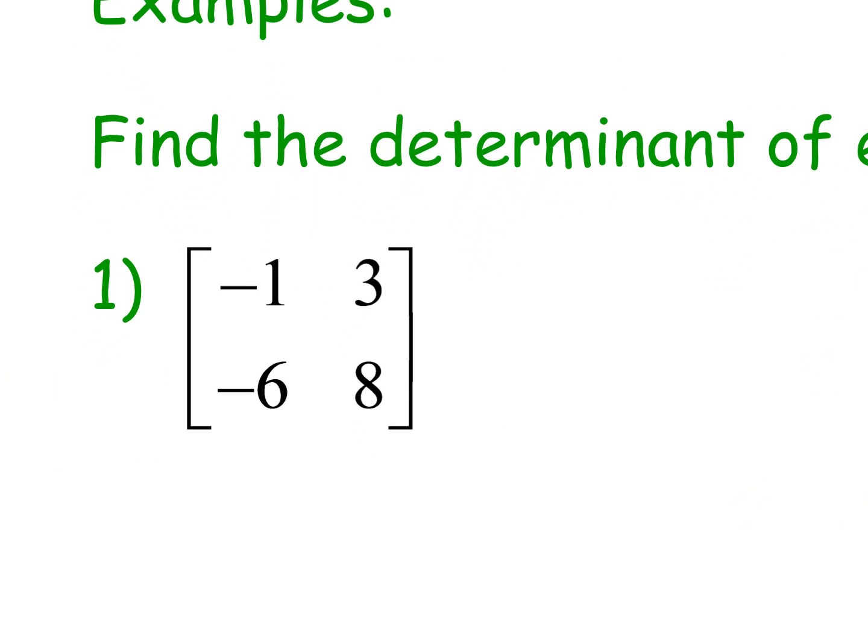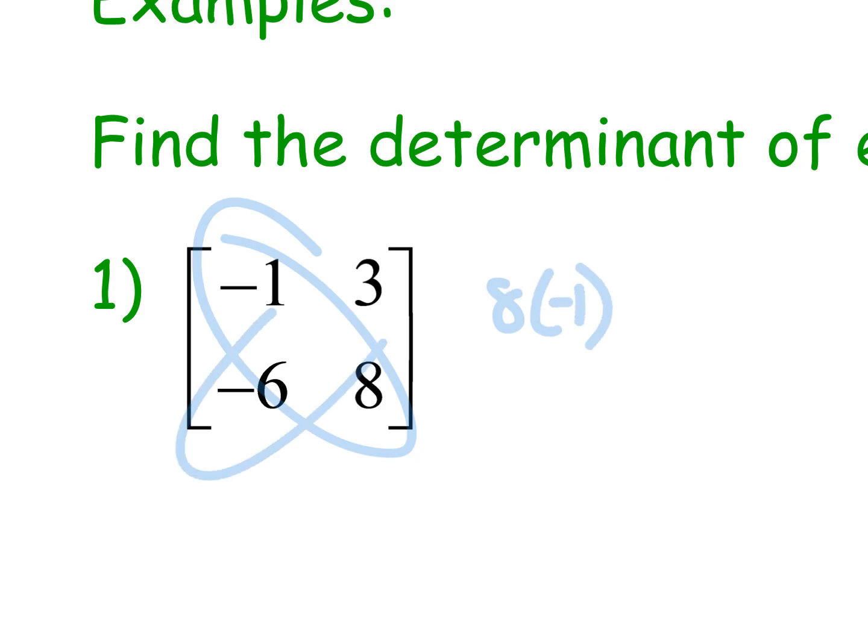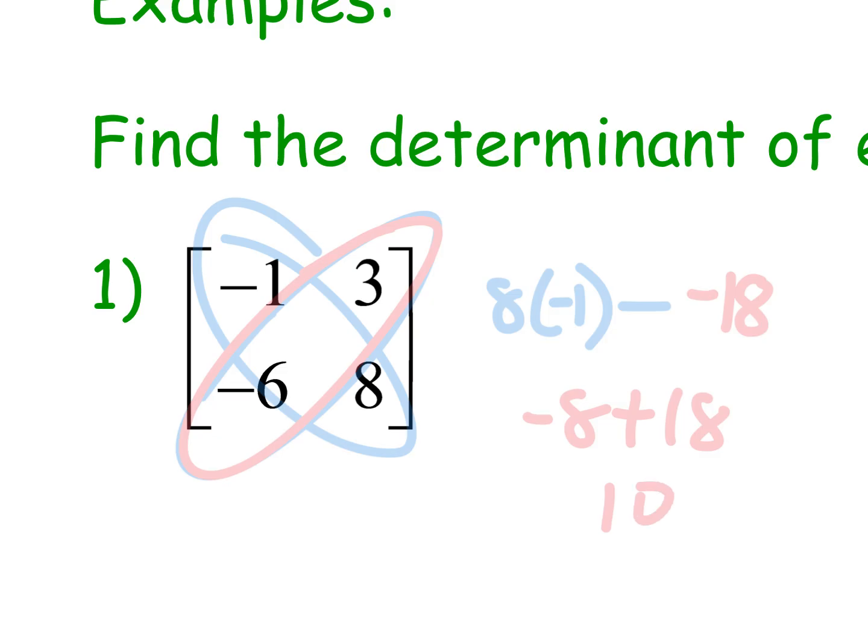But if I had to do it, I would just go that times that. So 8 times -1, and it doesn't matter what order. Minus that times that. And I'm just going to do it. 6 times 3 is 18, and it's -18. So this would be -8. Minus negative means plus 18, so this one would be 10. That's the determinant.